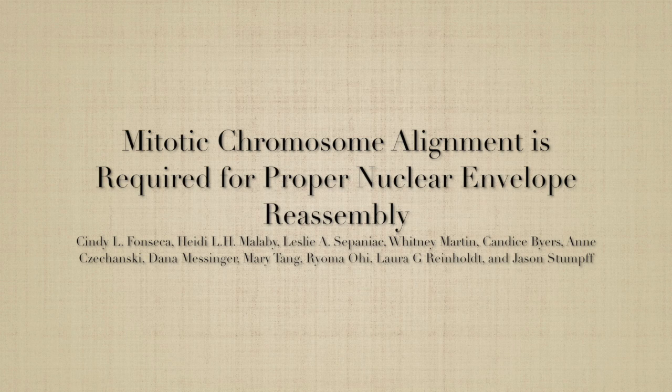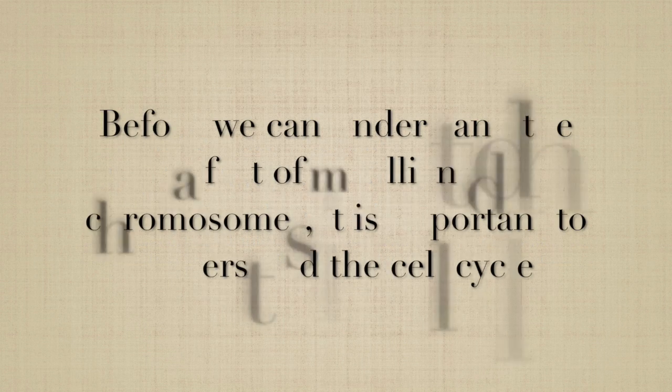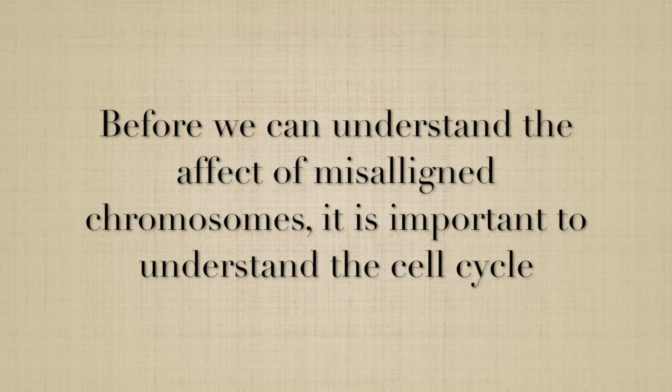Mitotic chromosomal alignment is required for proper nuclear envelope reassembly. But what exactly does this mean? Before we can delve deeper into this mitotic chromosomal alignment, it is essential for us to further understand the cell cycle itself, but more specifically the M phase. So let's take a look at how cells make their way through mitosis.